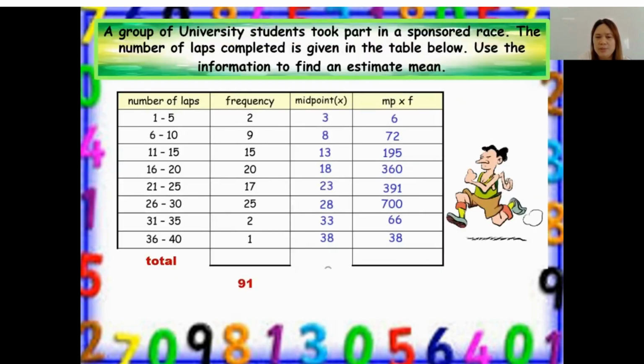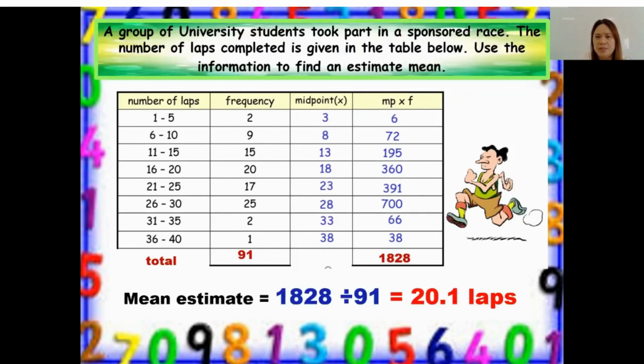So the same table we will be using. So we are going to find the mean. So we are going to estimate, to find an estimated mean. So again, after completing the table, we get the midpoint. 1 plus 5 is 6, divided by 2 is 3. 6 plus 10 is 16, divided by 2 is 8. So 11 plus 15, that's 26 divided by 2. So again, we are just getting the mid value or the midpoint for this interval, adding the two numbers here and dividing by 2.